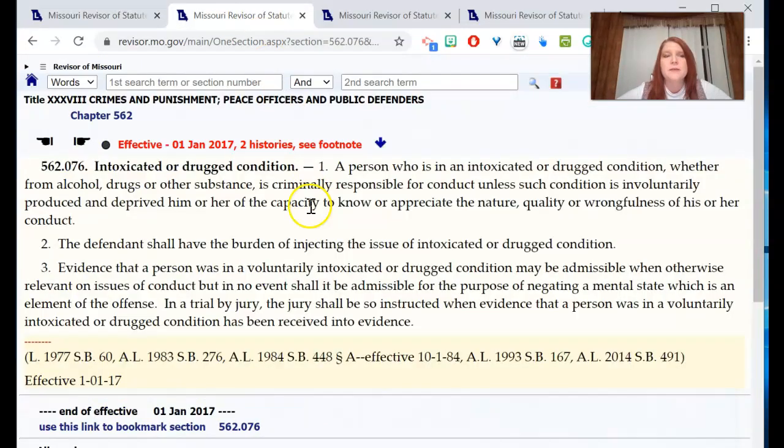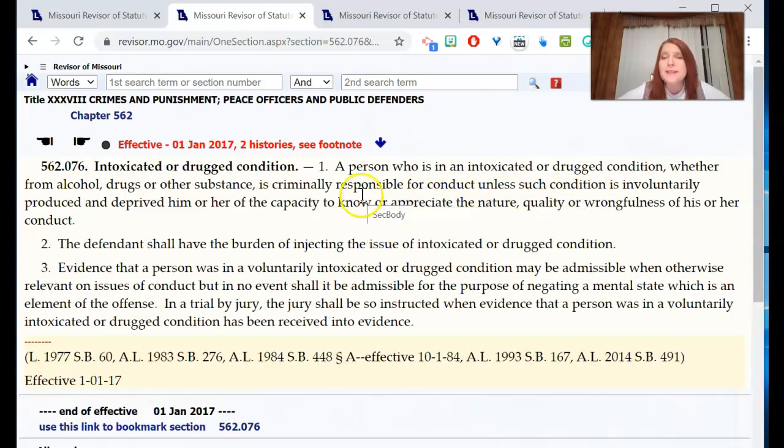So here's one, for example, which is talking about intoxicated or drugged condition. We've already talked about this in class, but let's look at the statute. A person who is in an intoxicated or drugged condition, whether from alcohol, drugs, or other substances, is criminally responsible for conduct unless such condition is involuntarily produced and deprived him or her of the capacity to know or appreciate the nature, quality, or wrongfulness of his or her conduct.